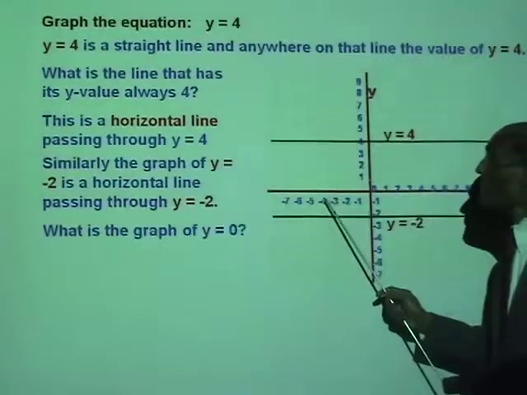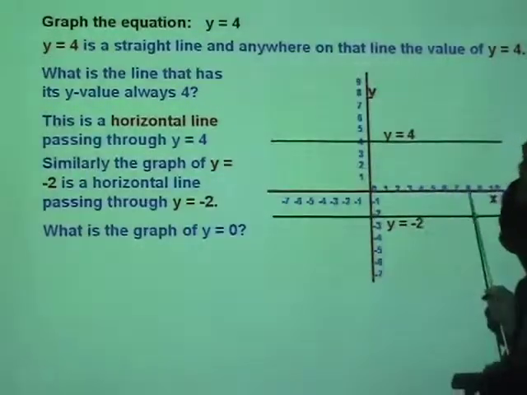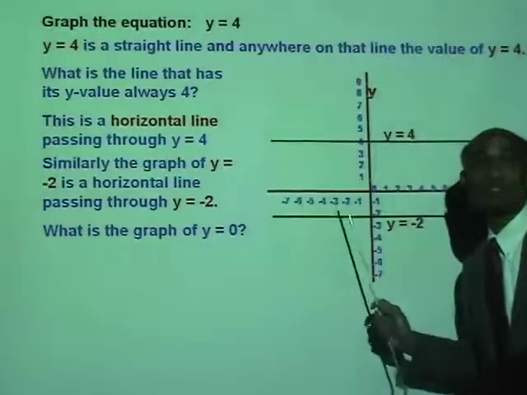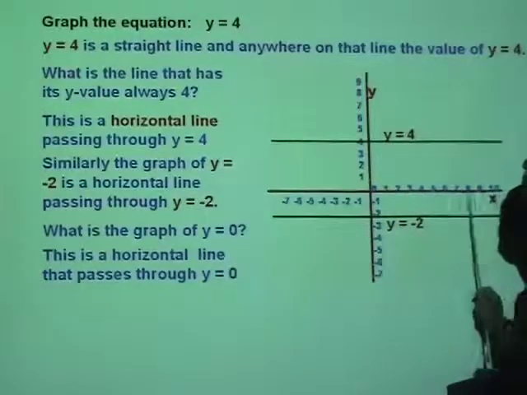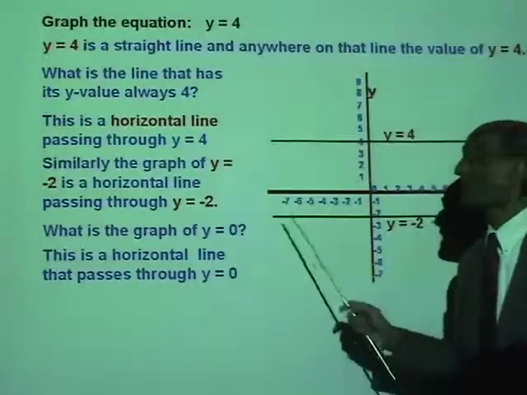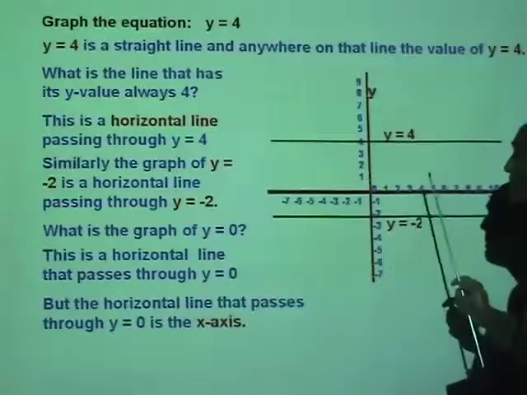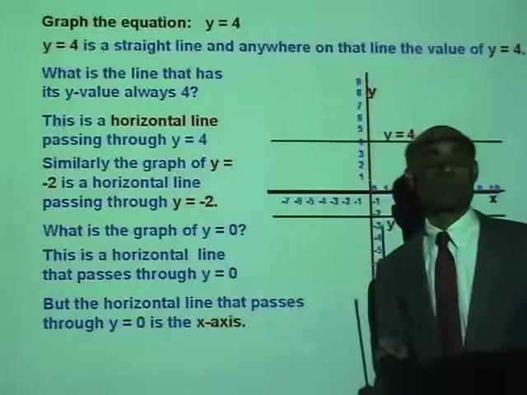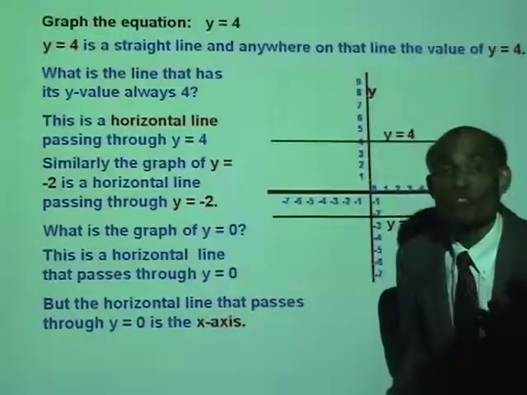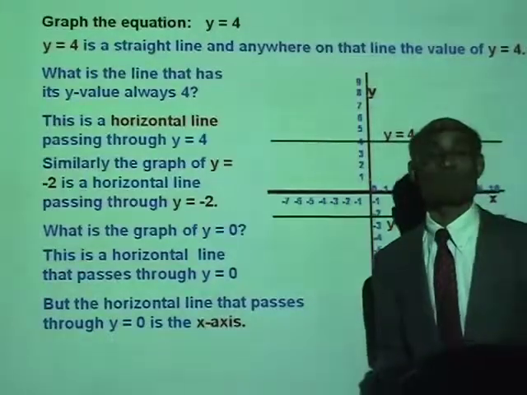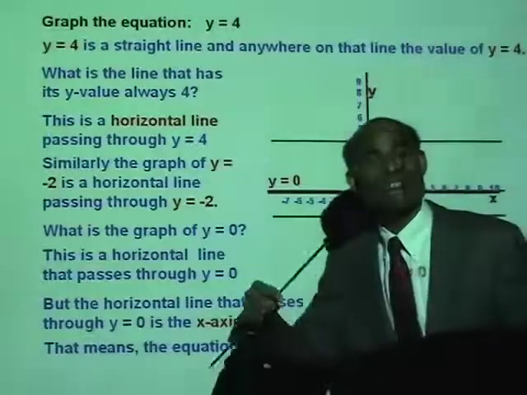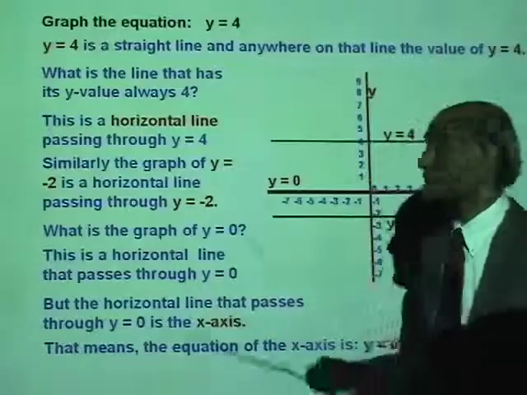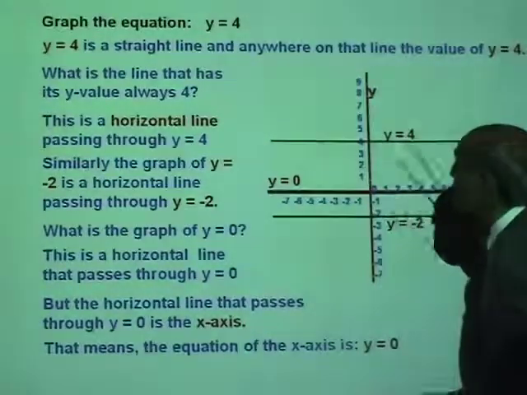Alright? What is the graph of y equal to 0? Y equal to 0 is your x-axis. It is a straight line that passes through y equal to 0. It's a horizontal line passing through y equal to 0. And that is your x-axis. Another name for x-axis is y equal to 0. So y equal to 0 is another name for the x-axis. X equal to 0 is another name for the y-axis, and so on.